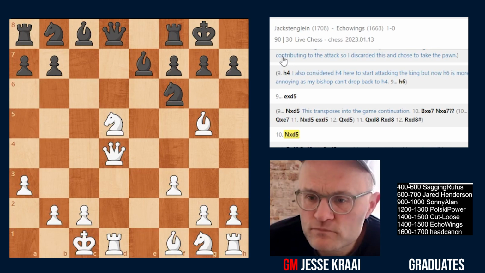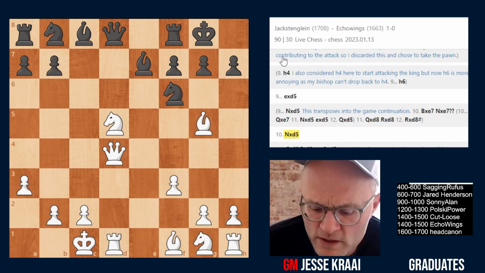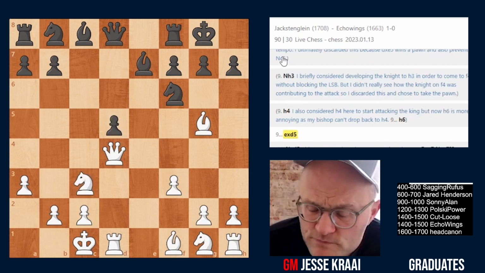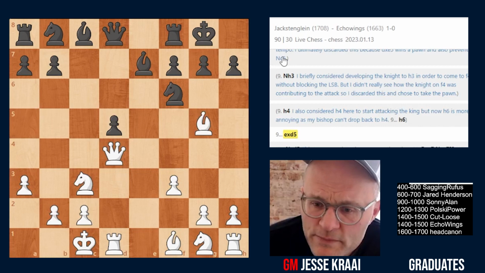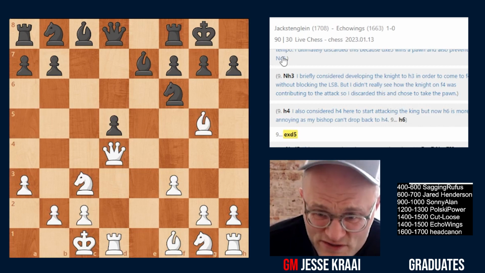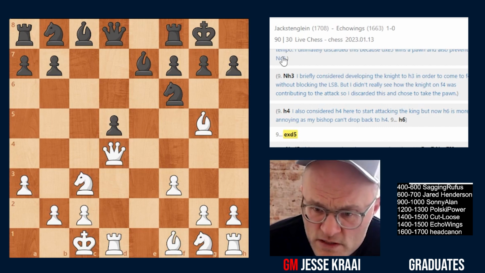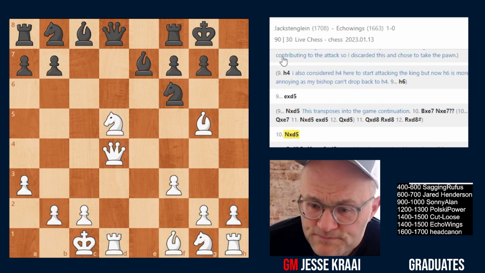Okay. So actually very similar to the game we saw earlier where white, I think it was Headcanon, took a pawn on d5 in an opposite sides castling position. Here we have knight takes d5 as well. Now this one, we're arguably obliged to take the thing because black is about to take the initiative with knight c6. So let's take a look.